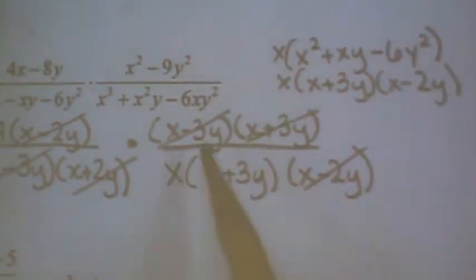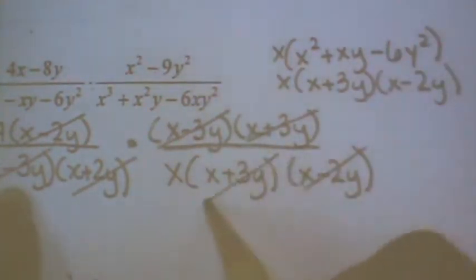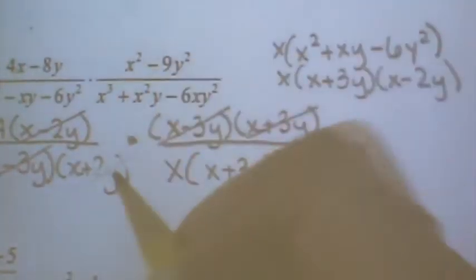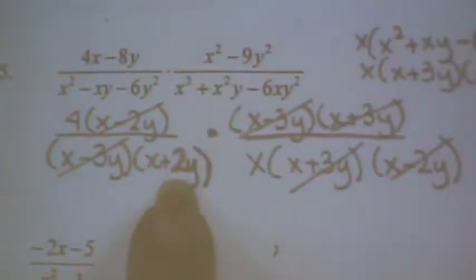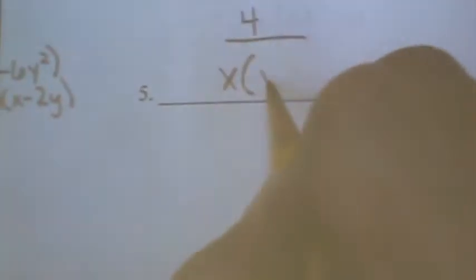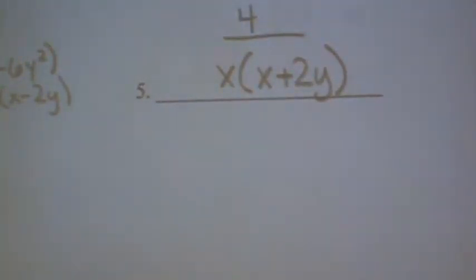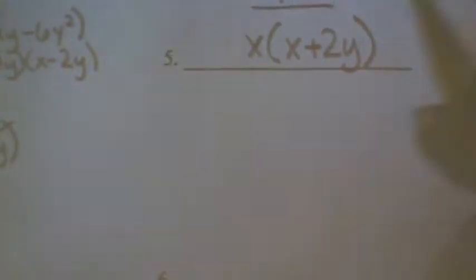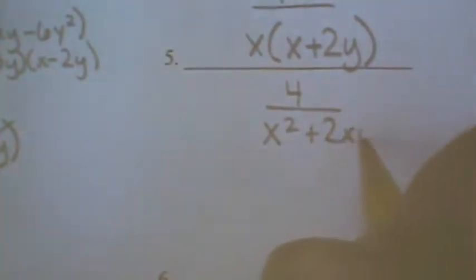What did I do? Okay, these two cancel, the x, these two, I messed this up. This should not have been canceled. Sorry. So that one shouldn't be canceled? Yeah. So your answer is 4 over x squared plus 2x. Leave it as this. You can distribute it, but just leave it. If you wanted to distribute it, you could write x squared plus 2xy, but there's no need to do that.